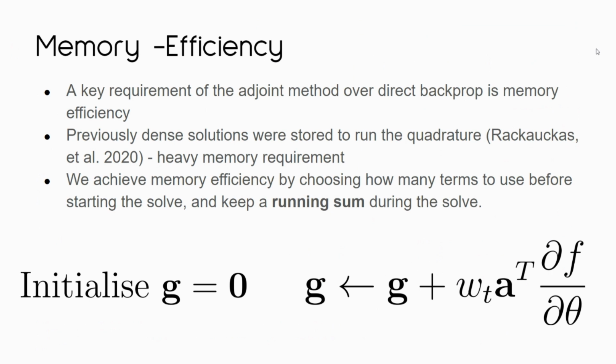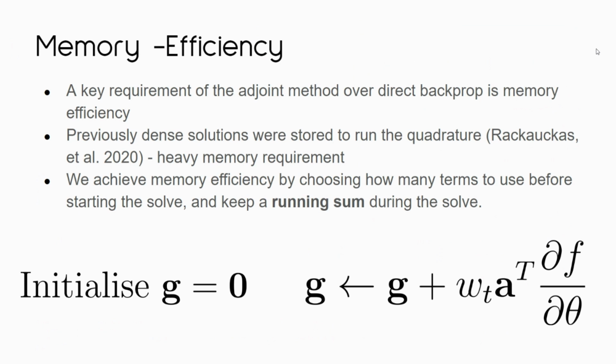However, this still requires memory efficiency. A key requirement of the adjoint method over direct backprop is this memory efficiency. Otherwise, direct backprop is just as effective. Previously, Gaussian quadrature has been used in this setting. However, this required dense solutions of these trajectories to run the quadrature, and this had a heavy memory requirement.